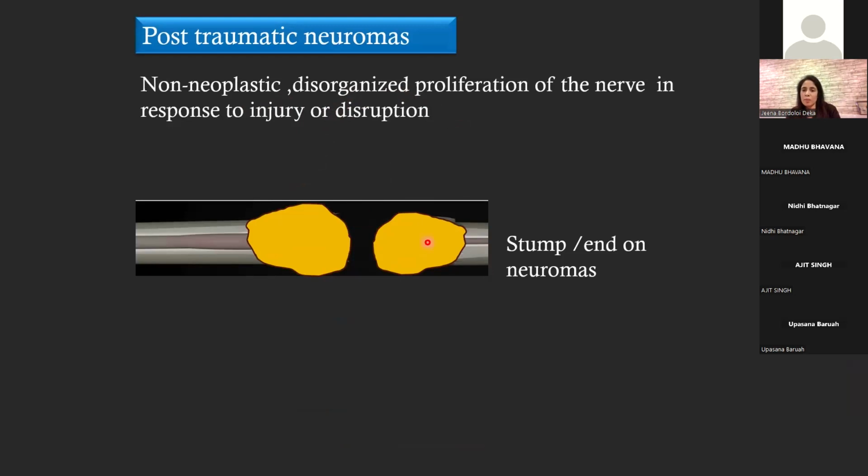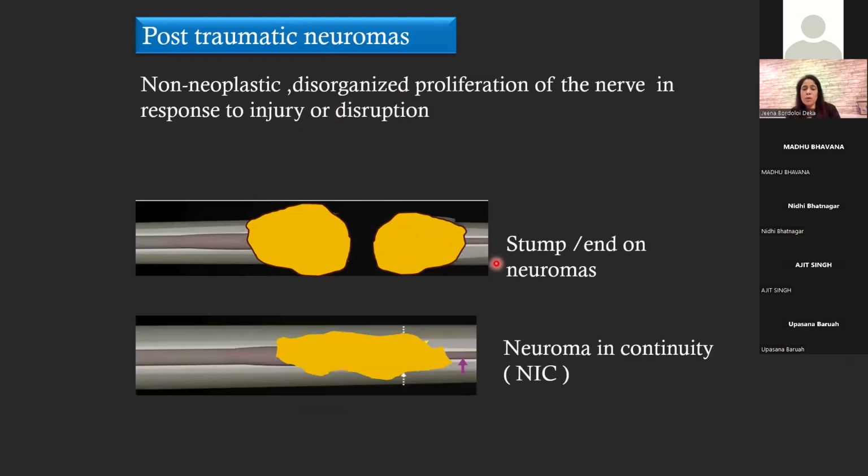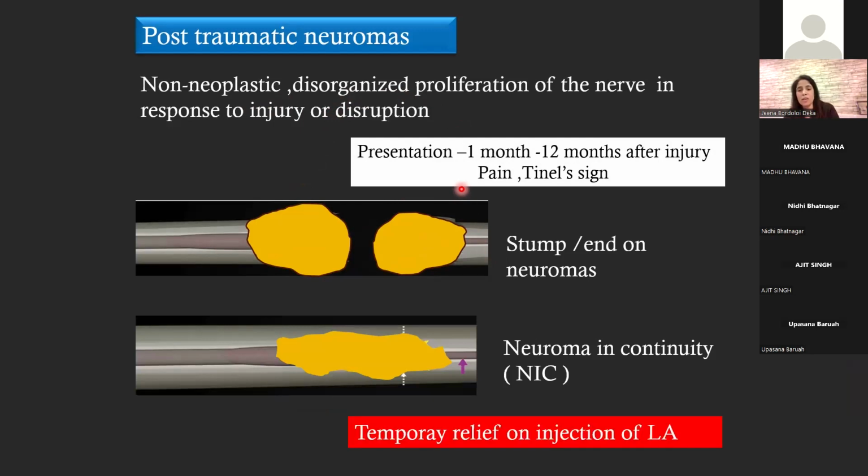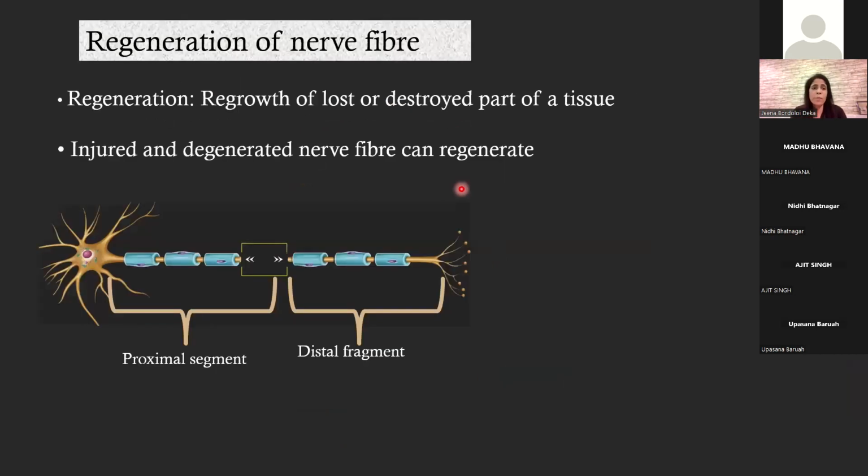So there are two types: the stump or the end-on neuromas and neuroma in continuity. They're present maybe 1 month to 12 months after an injury, and they usually present with pain and the Tinel sign at the site of injury. Another very diagnostic feature is that whenever you inject LA in this region, there is a temporary relief.